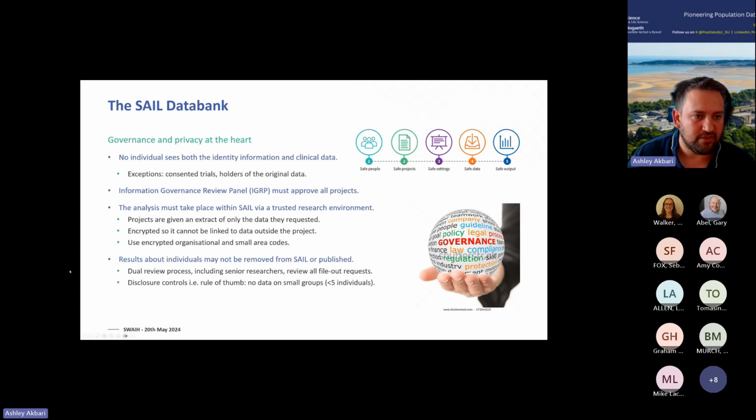Obviously, everything we do has governance and privacy at heart, otherwise we wouldn't be able to do it. So as I mentioned earlier about the IGRP, all projects must be approved. All analyses must be completed within the trusted research environment, no exceptions. And only results can be removed from the SAIL environment or published. So if you've done disclosure control in other environments, we're talking about things like less than 5 or 10 individuals, no data on small groups, those types of aspects. And all of this, once again, is based around the 5 SAFEs principles.